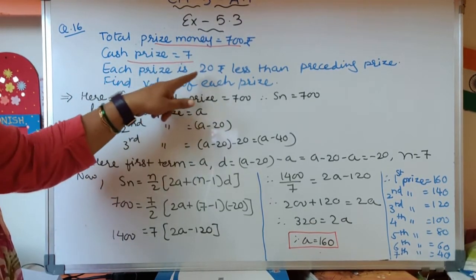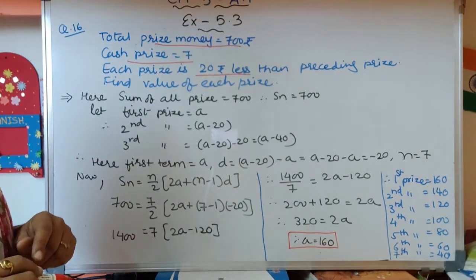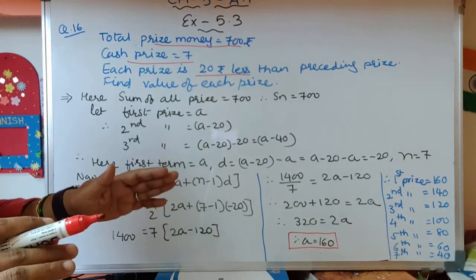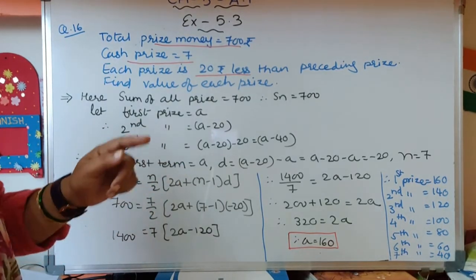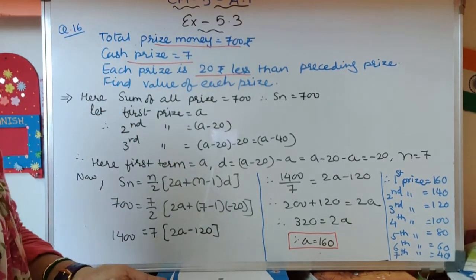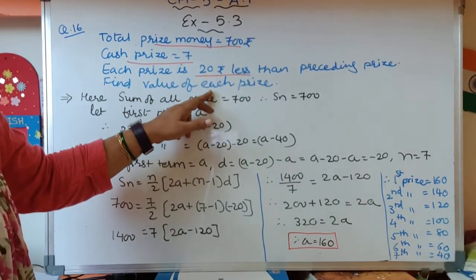Here each prize is 20 less than the preceding prize. It means if your first prize is 100 rupees, then what will the next prize be? 20 rupees less. It means 80 rupees. The third prize is 20 rupees less than that. It means 60 rupees, like this. So find the value of each prize.